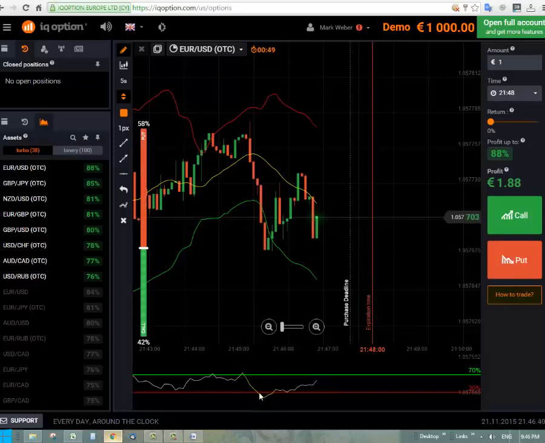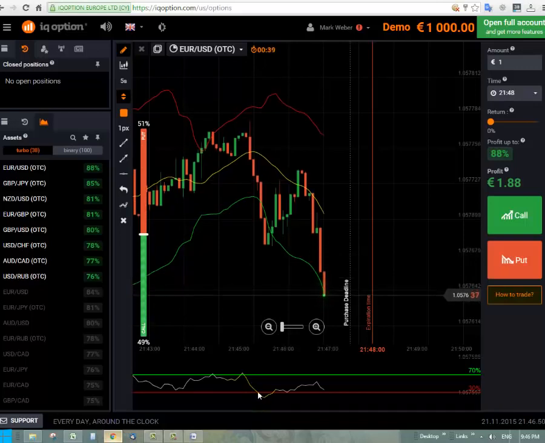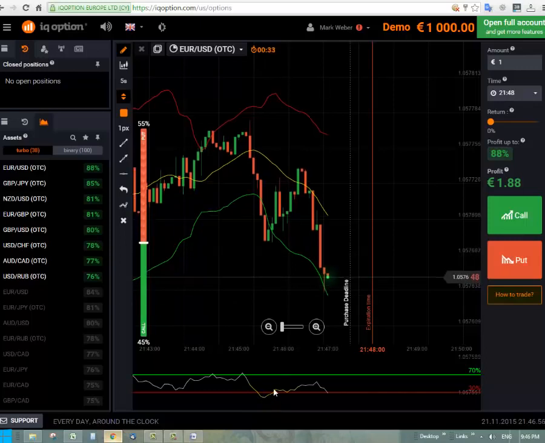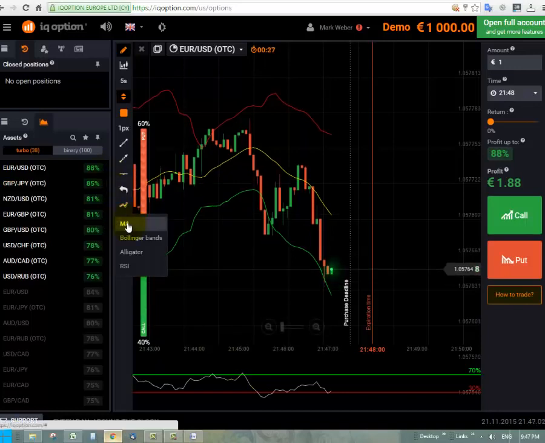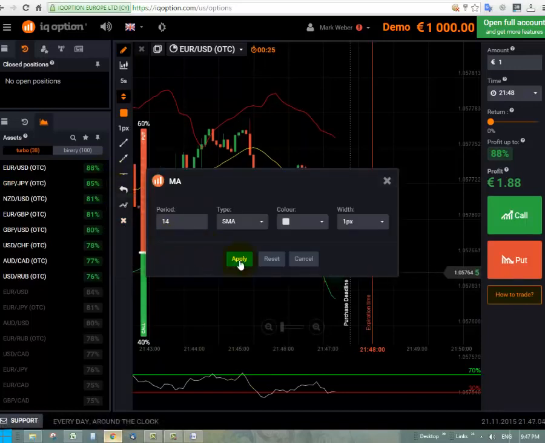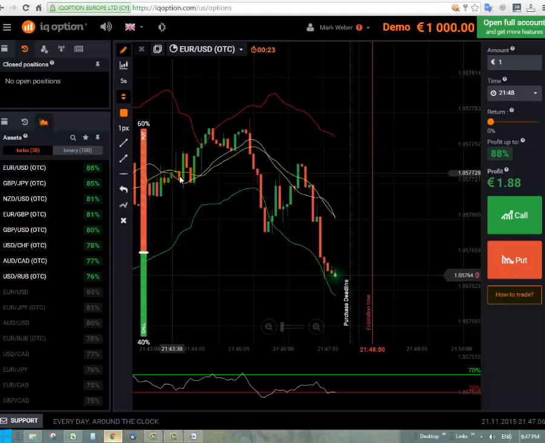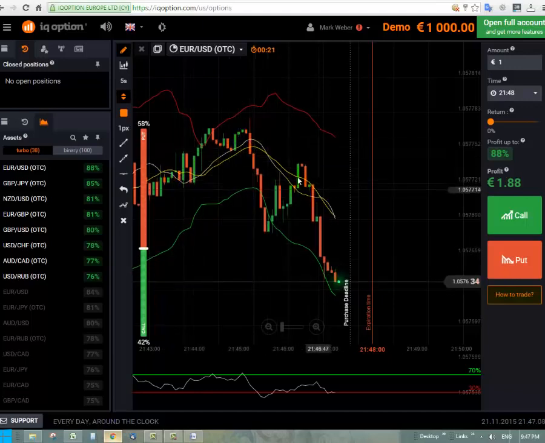That tells us about the trend. If something is overbought, then we will expect a change on the trend, as you can see here. And if an asset is oversold, then we will expect an uptrend, as you can see also here. The next indicator we will use is the moving average. The moving average now is the white line.